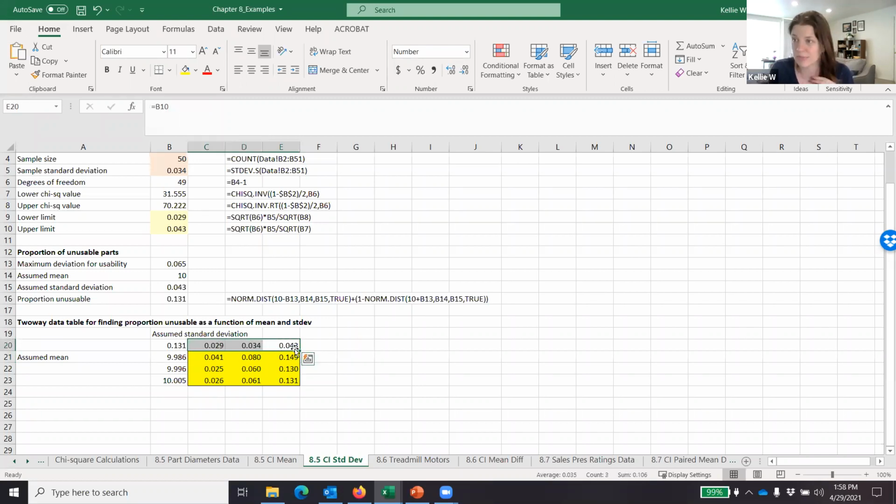Because you could imagine, even if you could just get the standard deviation down from these small amounts, from 0.043 down to 0.029, that's 10% of your parts that you're hanging on to that you were previously having to toss out. That's 10% more things you can sell. That's less waste in materials. So this is why we do these types of calculations and how they come up in the real world and why they're important.